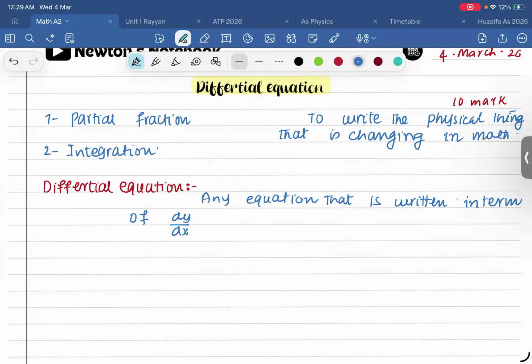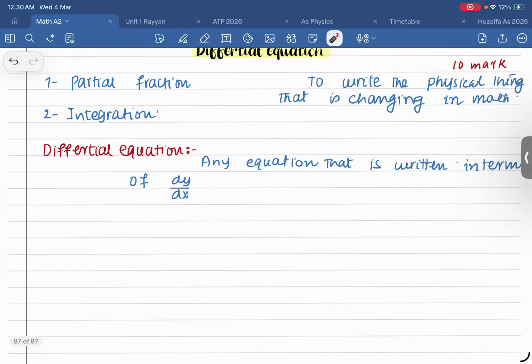And they are physical scenarios. If you have any decay going on, that is a physical scenario. If you have discharging going on, that is a physical scenario, and you are converting it into a mathematical equation. And in the paper, generally the question gives you an equation starting with dy by dx. So this is what it means.